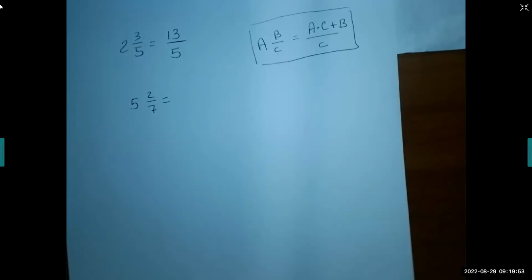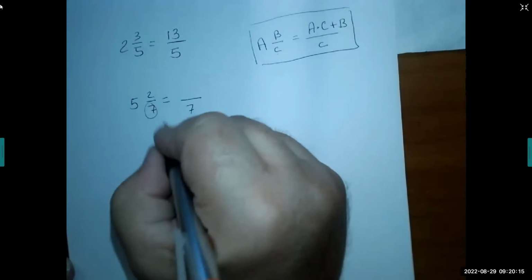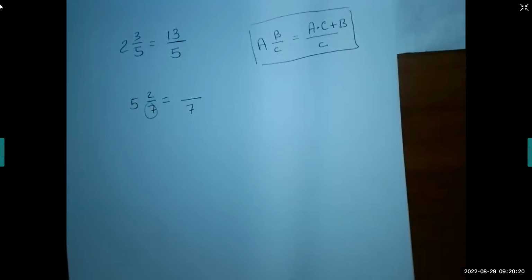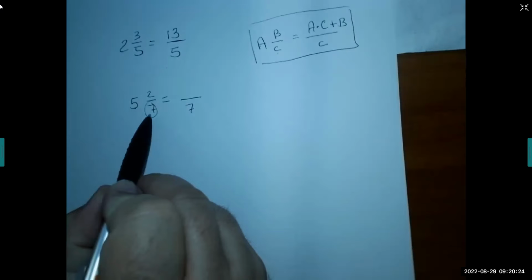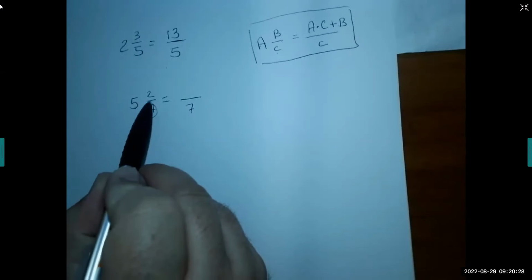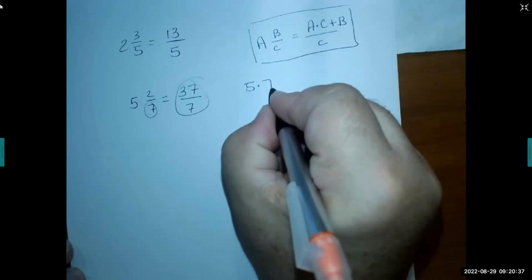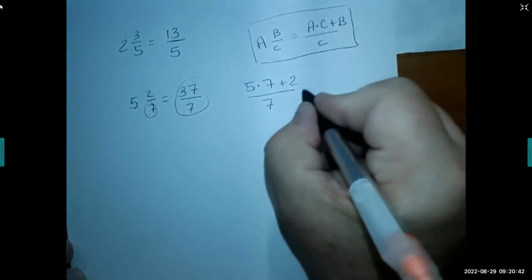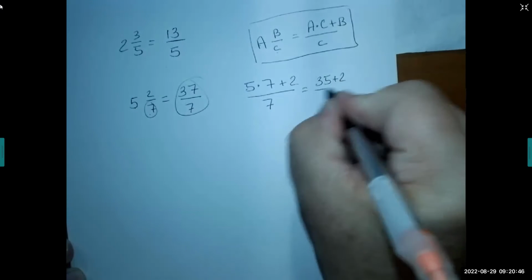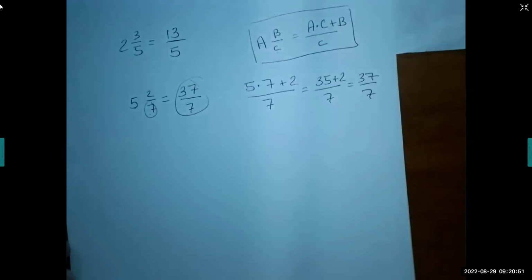How about that one? Got it. Remember, the bottom number is always going to be 7, so that doesn't change. So what do you do first? 5 times 7, which is 35. 35 plus 2, there's your answer. So it's 5 times 7 plus 2 over 7. There's the process. Everybody okay with that?